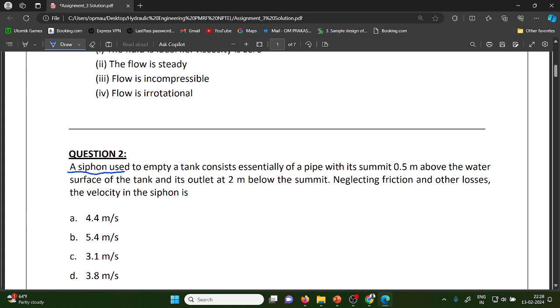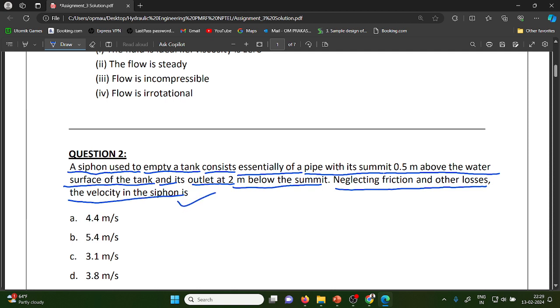A siphon used to empty a tank consists essentially of a pipe with its summit 0.5 meter above the water surface of the tank and its outlet 2 meter below the summit. Neglecting the frictional and other losses, the velocity in the siphon is what? Please read the question carefully, draw the figure, then we'll approach what is asked.